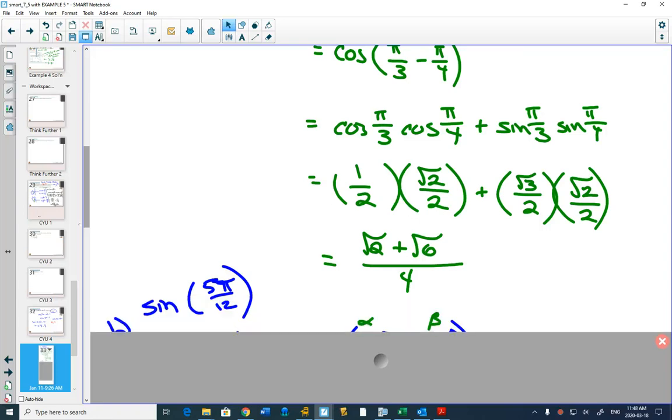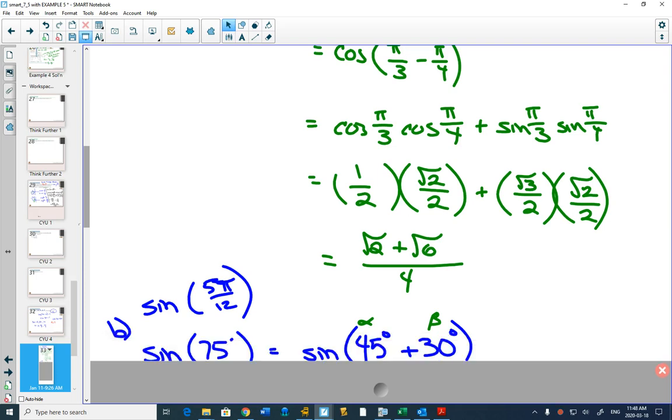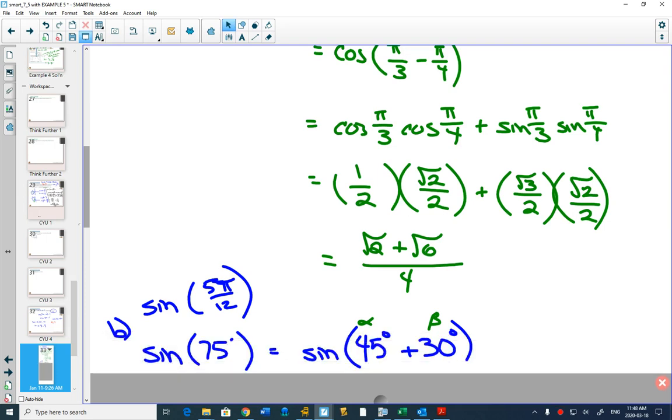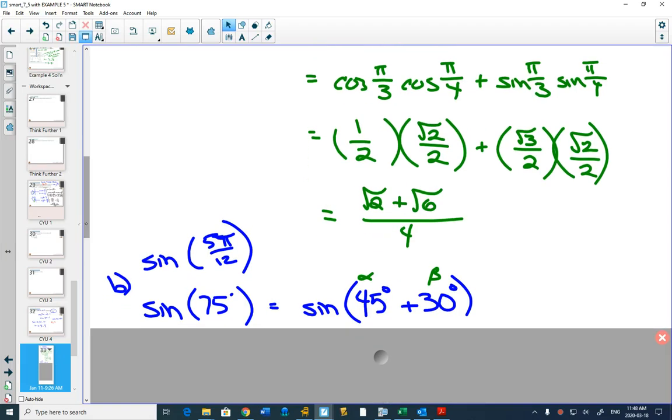So here's our next one. Sine of 75 degrees, which is the same as sine of 5 pi over 12. We have to figure out in degrees, how could we get 75 degrees? 45 plus 30. Can you see any other ways you could get 75 with subtracting? 90 minus 15, but 15 isn't on our pie plate. How do you get it with subtracting?